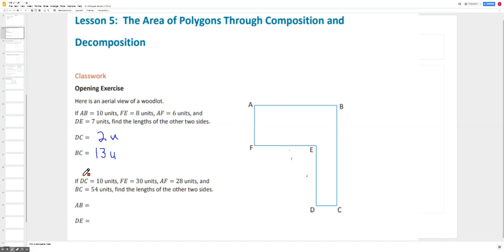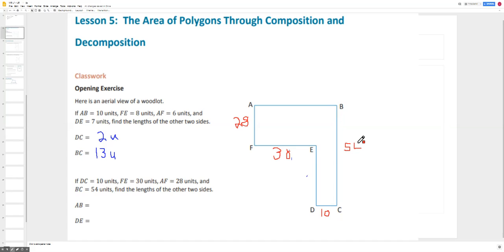On the next one, it says DC is 10. So here's DC. This is 10 units. You have to forget about what we just did. Before this was 2. Now it's 10. FE is 30. AF is 28, so we find A and F, so this is 28. And now BC, so B and C right here is 54.